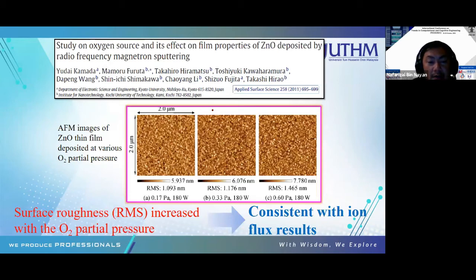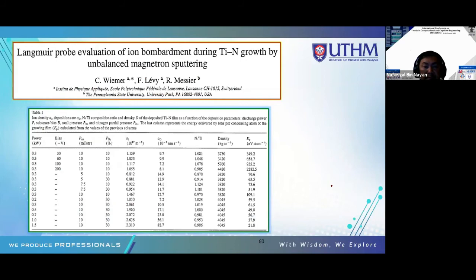Okay, the result we actually double-checked with another technique, where we fabricate the thin film and use a tool called an atomic force microscope. This is the image. We can see that when we increase the pressure, the roughness slightly increases. When the roughness increases, it means we got some damage, some ion bombardment effect that creates a rough surface on the thin film. So this result is consistent with the ion flux analysis.